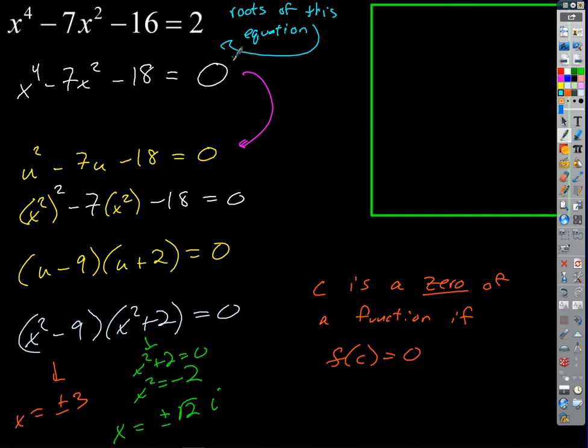So once again, roots are solutions of equations. Zeros are values of a function, or values of a variable that make a function zero. And x-intercepts are simply the real zeros, right?